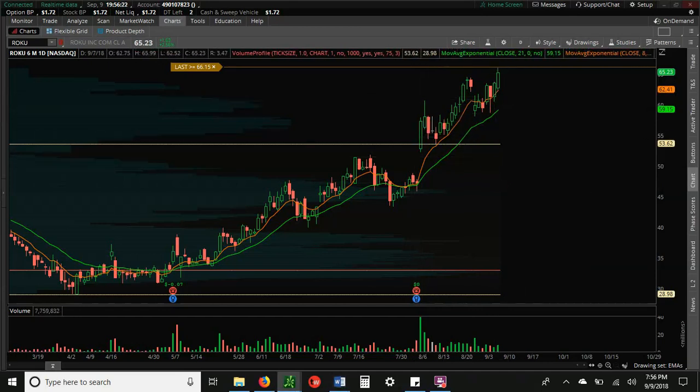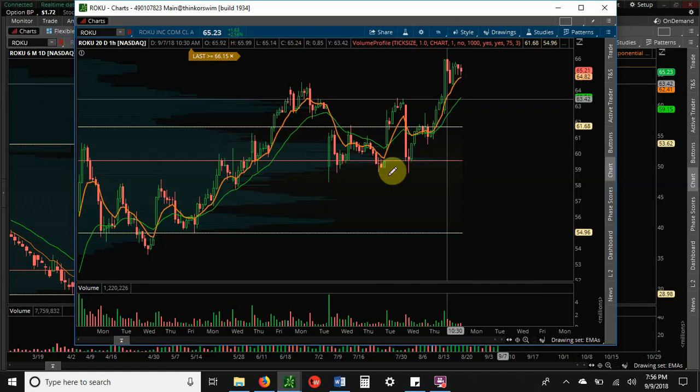And we're just looking for an entry point. It looks like it came back. It didn't test the 21 here, but it came close. So what we're looking at is a clear uptrend, and we're just looking for an entry on a shorter time frame with our hourly.